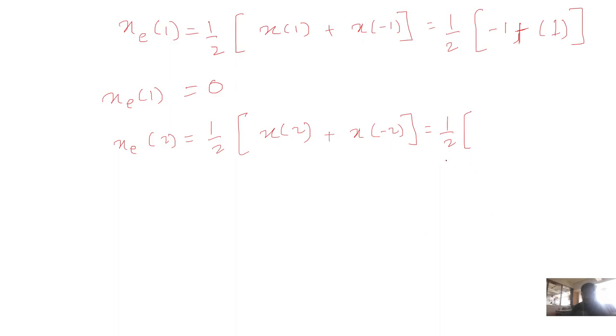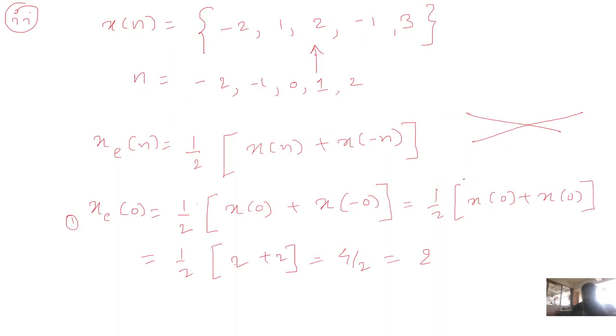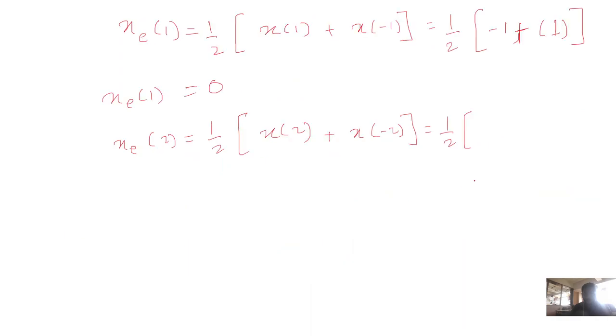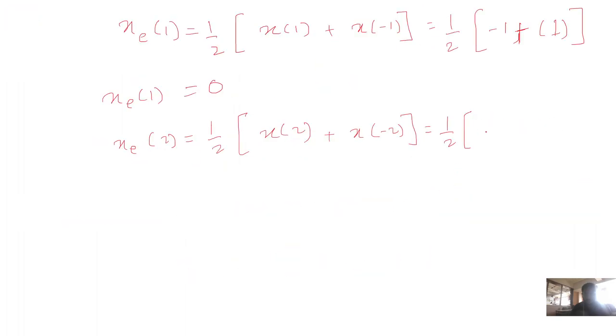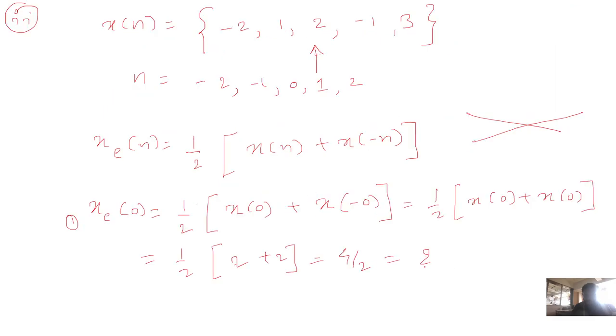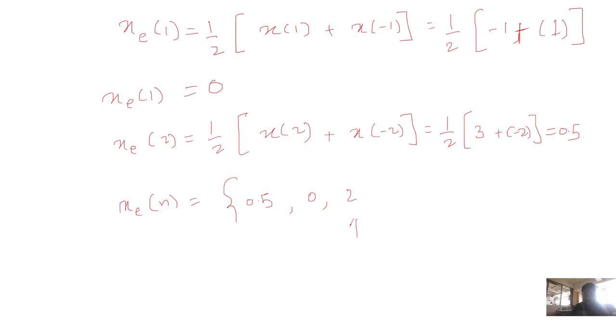Okay, so there was some problem. Let me write for 2. This was for 0, this was for 1. For 2 it was 3 plus minus 2, and therefore it was 0.5. We do not calculate for the negative one, as I had explained. I hope it was clear. And therefore xe of n is going to be equal to 0.5, 0, 2, this was the 0 sample, and then 0 and 0.5.